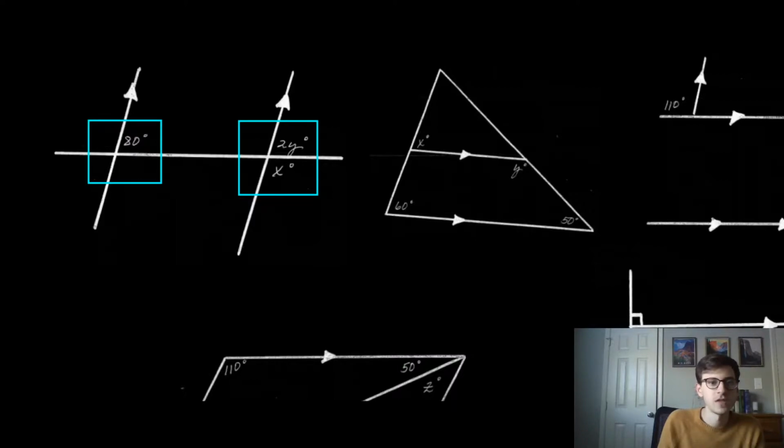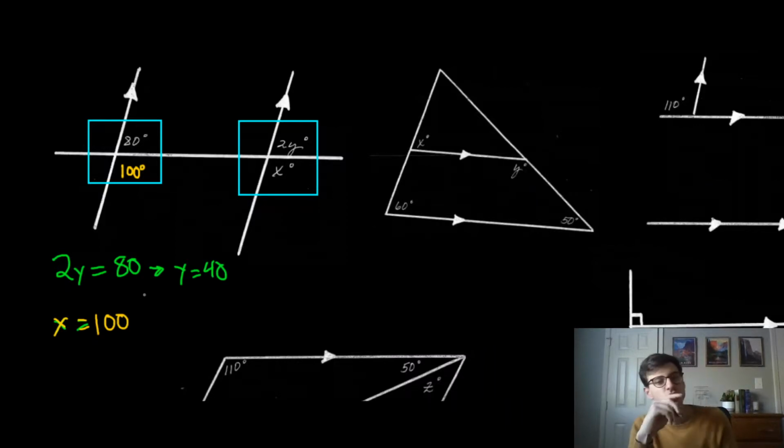Well, I know that these two are on the same line and are supplementary. So then I should be able to say with some degree of confidence, some level of conviction that that's 100 degrees. So then, okay, 2y equals 80 and x equals 100. That means y equals 40. So there you go. Y equals 40, x equals 100. Just like that.